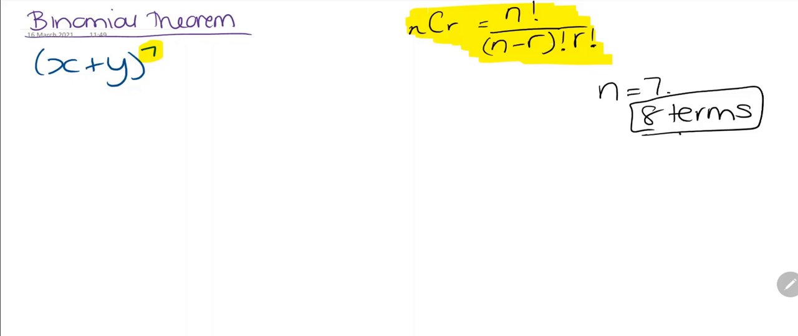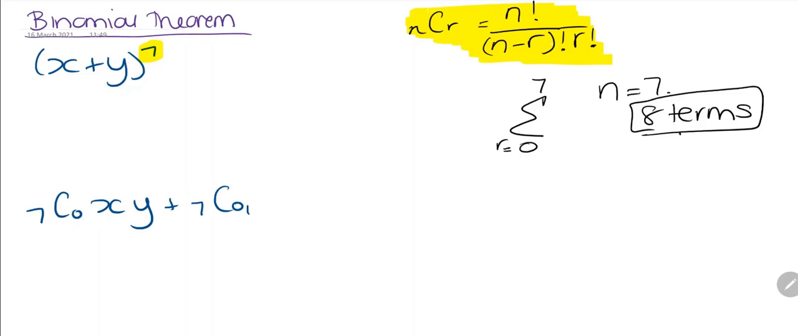So we're going to work from 0. We're using r as 0 and we're working up to 7. So I'm going to just write this out. We're going to start with 7C0, and we've got x and y, so x times y. And then we've got 7C1.